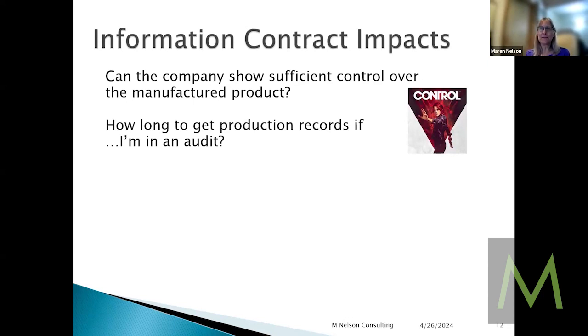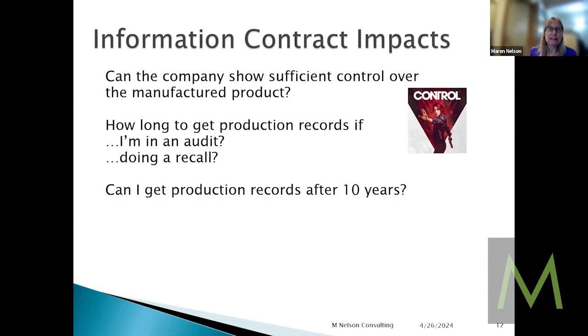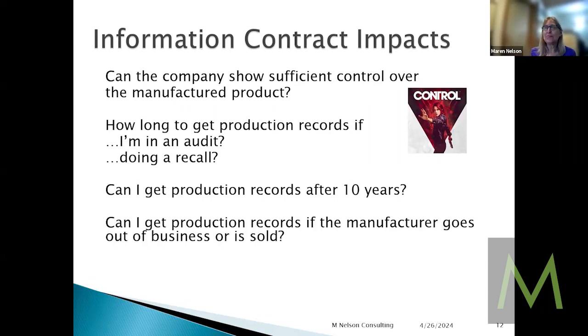How long does it take me to get my production records if I'm sitting in an audit with an FDA inspector in front of me and all of my device history records are at a manufacturer in China? Maybe I need to do a recall and I need to do an assessment in like 2 days of how much product is affected out in the field. If I can't get that information, I'm recalling everything, right? Some huge business costs here. Can I still get my production records after 10 years? Can I get the production records if my manufacturer goes out of business or is sold?